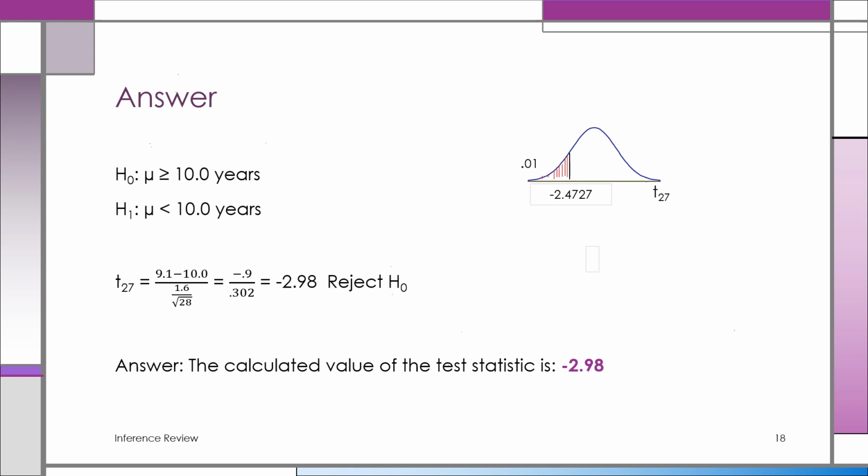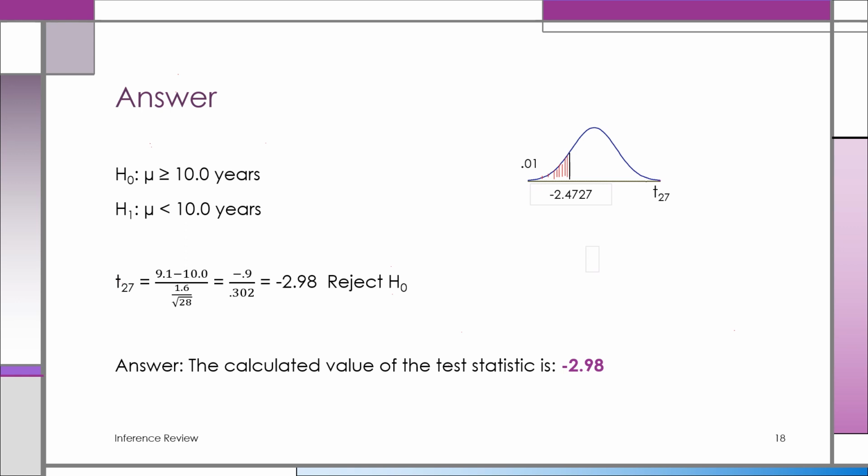Anything more than that, like minus 2.8, minus 3, minus 4, minus 5, all the way to minus infinity, you reject. Anything to the right of minus 2.4727, you will not reject. In quotes, accept. Okay, here's where we turn the sample evidence into basically a t-value: 9.1 minus 10 over 1.6 over the square root of 28.